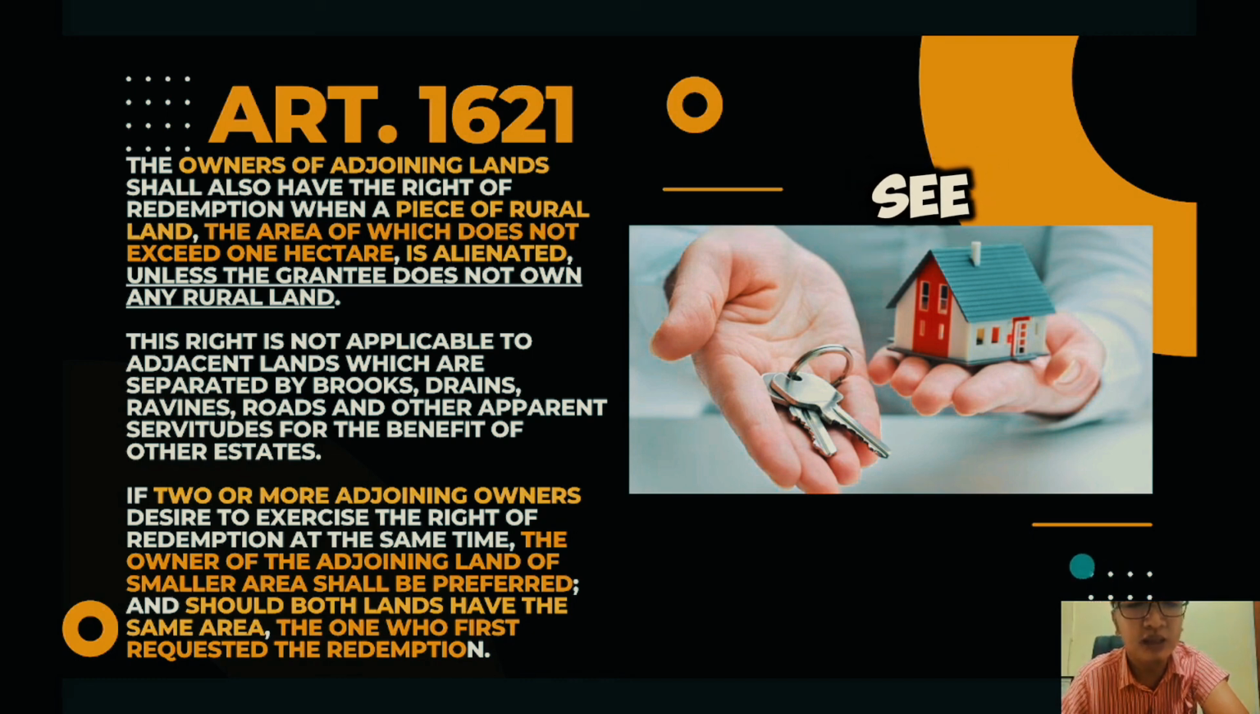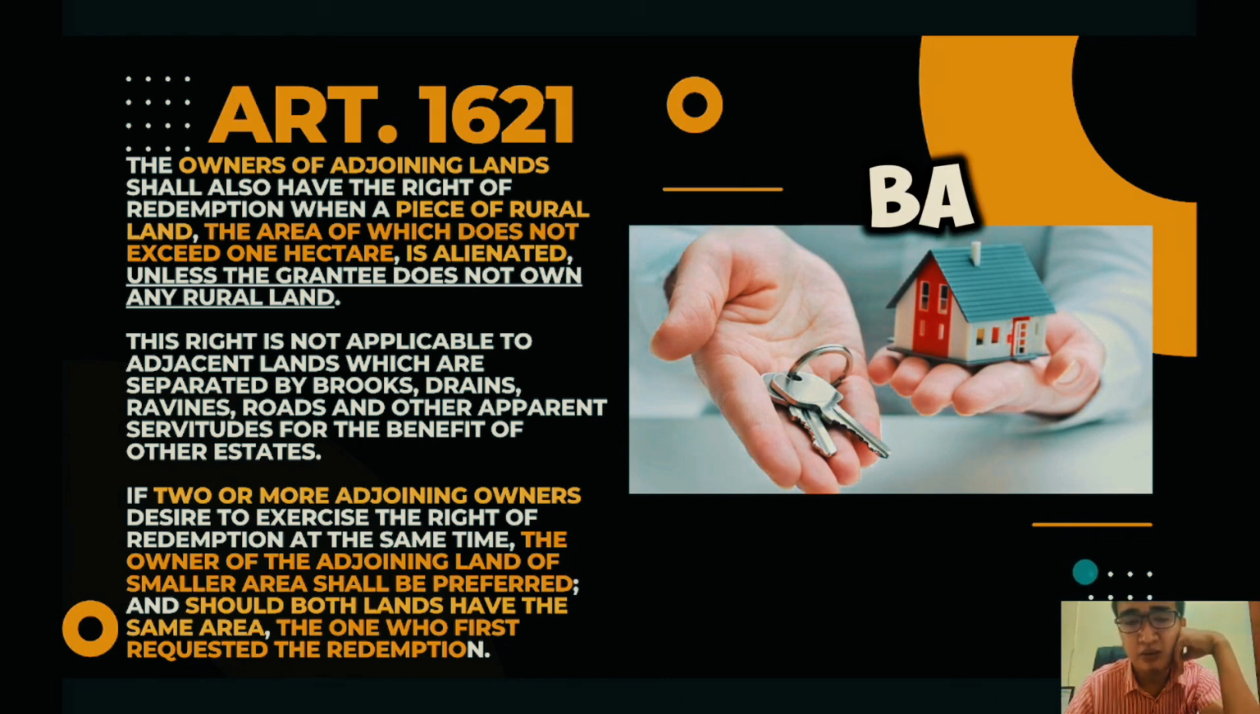Okay? The owners of adjoining lands shall also have the right of redemption when a piece of rural land. So take note, the subject here is a rural land. Okay? Meaning, these lands located not in a city or a town, di ba? Yung mga nasa municipality na hindi siya urban area. Okay? The area of which does not exceed 1 hectare. So, rural land area does not exceed 1 hectare and is alienated. Ibig sabihin, nabenta. So, ito si B, nabenta niya ito. Unless the grantee does not own any rural land. Okay? This right is not applicable to adjacent lands which are separated by brooks, drains, ravines, roads, and other apparent servitudes for the benefit of the state.